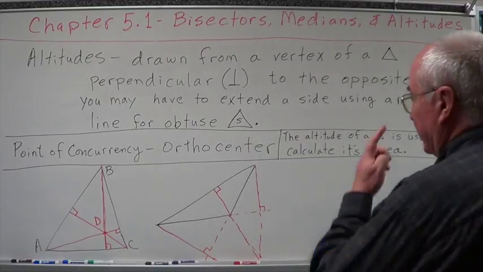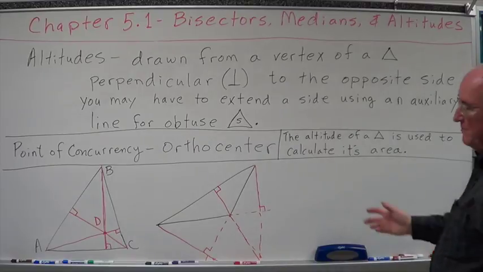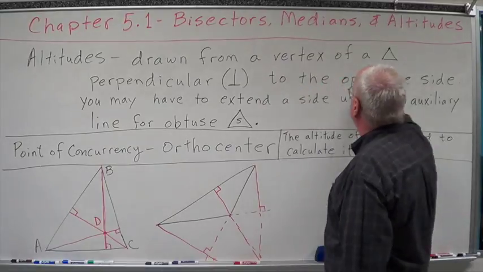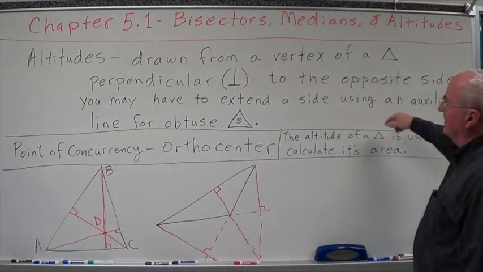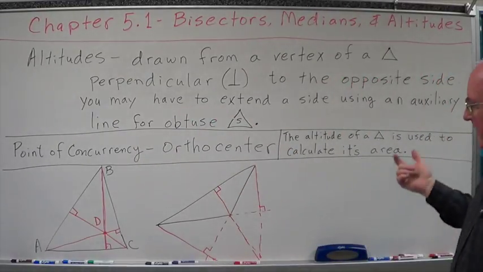Okay, the last point of concurrency and concurrent lines that we have is called altitudes. Basically, they're drawn from a vertex of a triangle perpendicular to the opposite side. You may have to extend a side using an auxiliary line for obtuse triangles, and we'll show you one. Okay, so here it is.